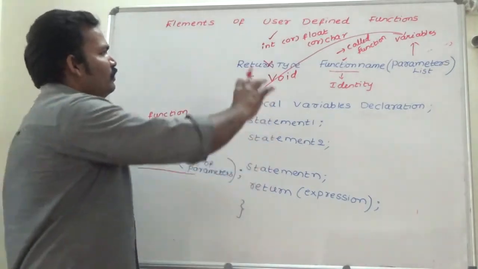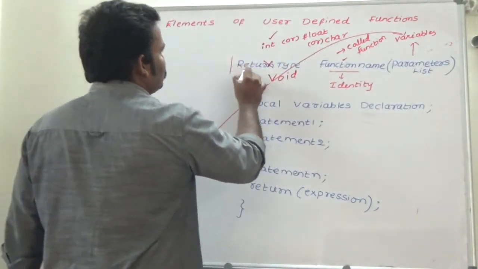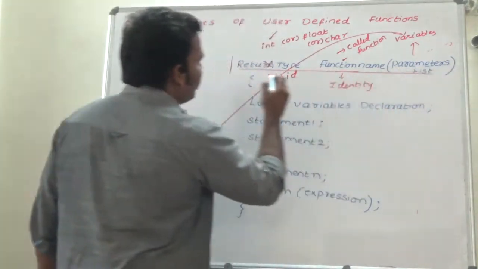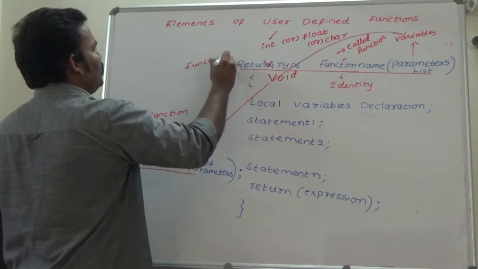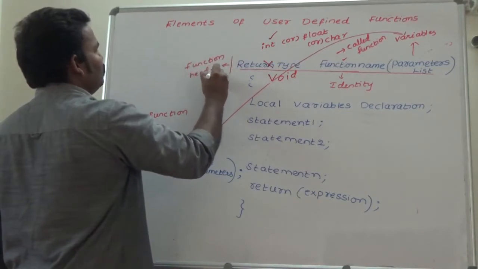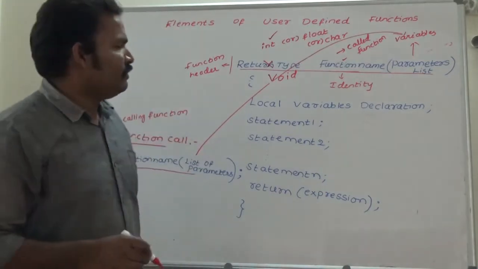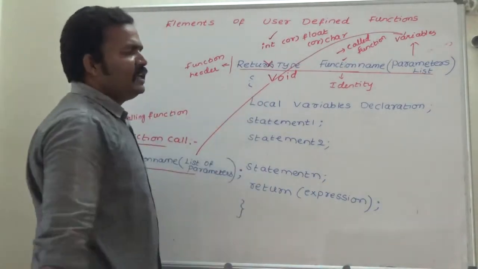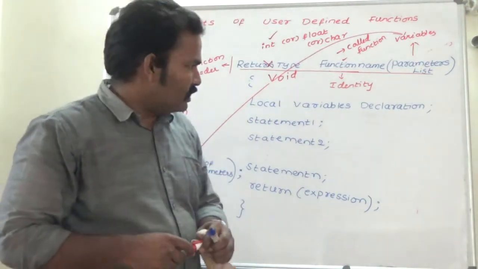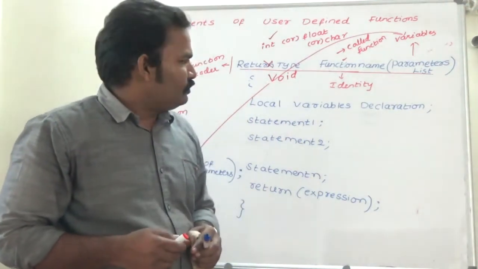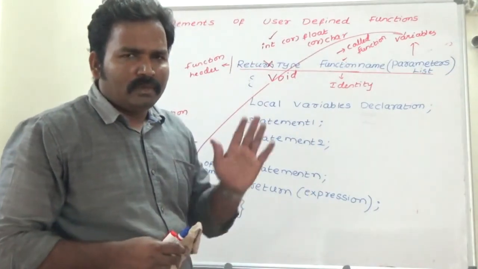Next, function header completed. This first line is known as function header. We discussed it. Now we'll see function body. In function body, what is the first element? Local variables declaration. So already we discussed about types of variables in the starting class.